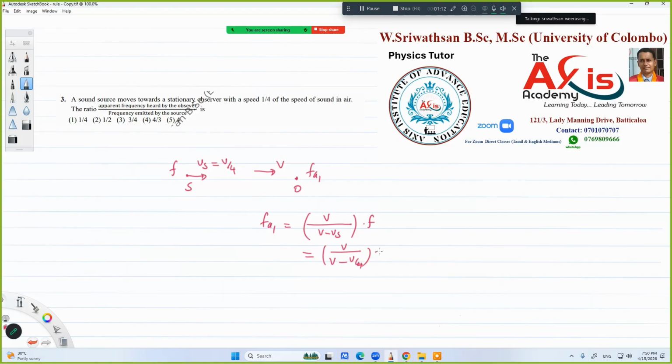Then v cancels out, and this becomes 1 over 3/4 into f, that means 4 by 3 into f. The question is apparent frequency over the frequency emitted by the source, that means fa1 over f, which is 4 by 3. 4 by 3 is the option, that is option number 4, right?